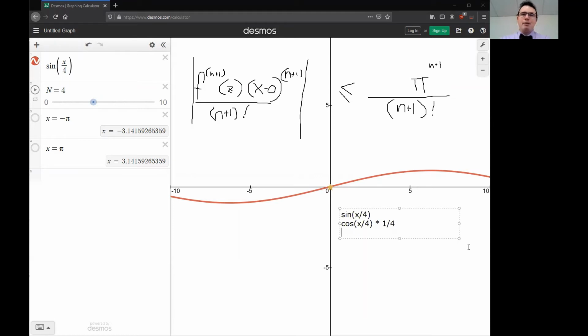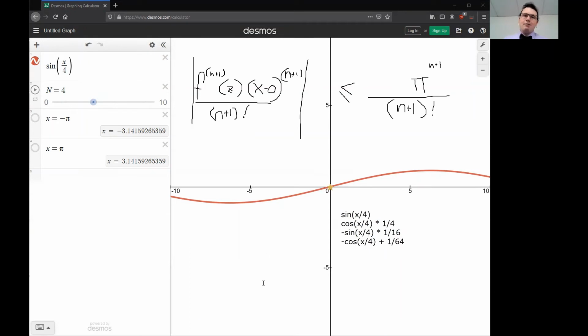Okay, let's keep going. My second derivative will be minus the sine of x over 4 times the number, well, 1/4 squared, so 1 over 16. My third derivative is going to be minus cosine of x over 4 times 1 over 64. I'm starting to see a pattern.